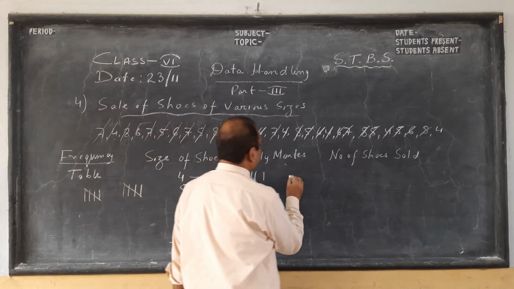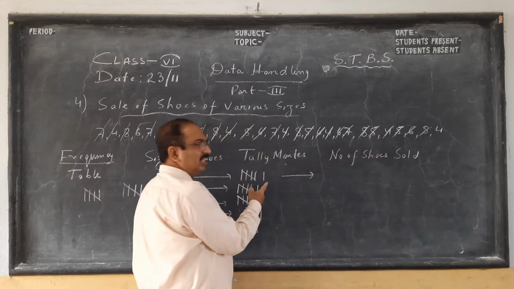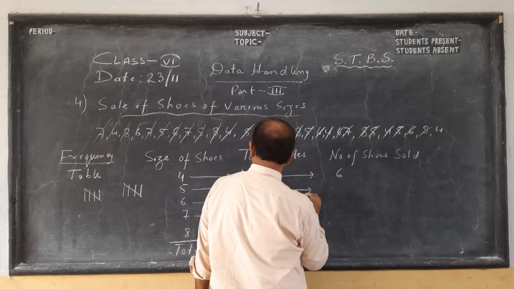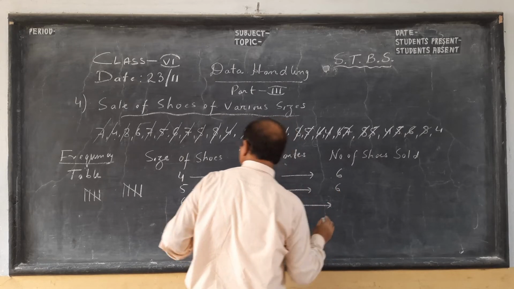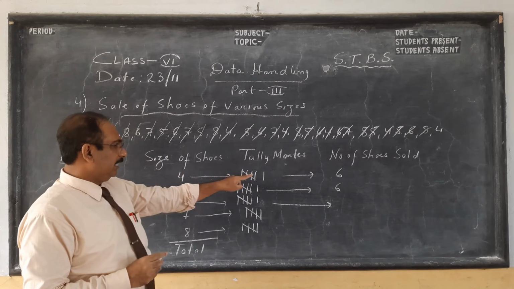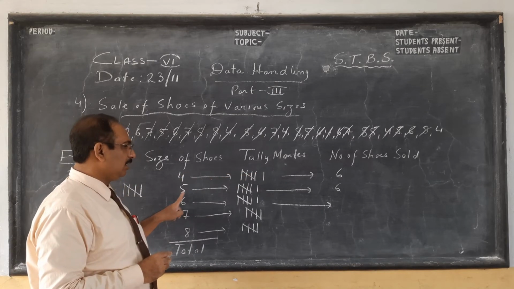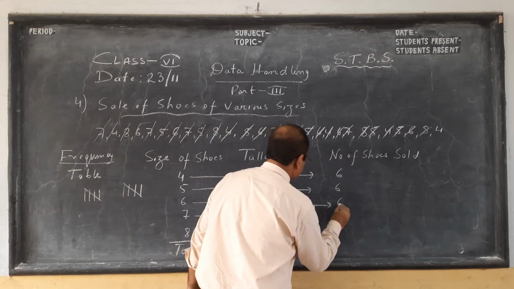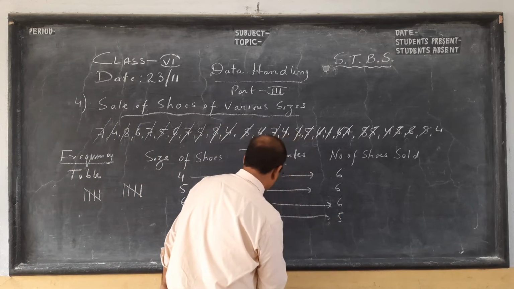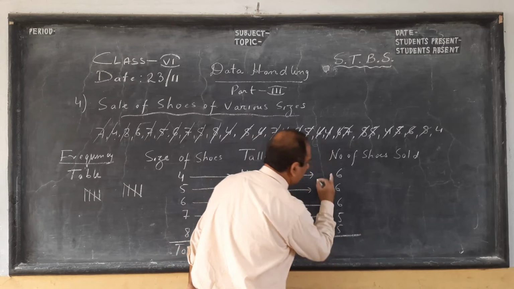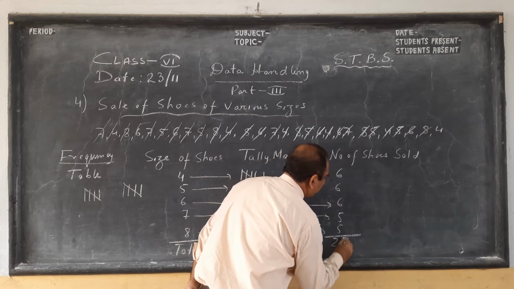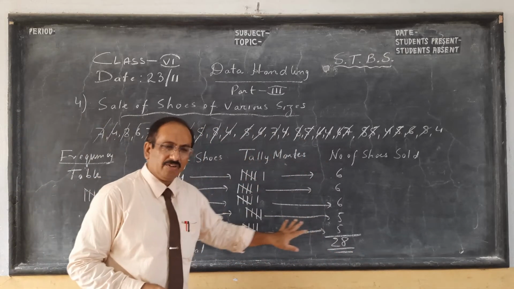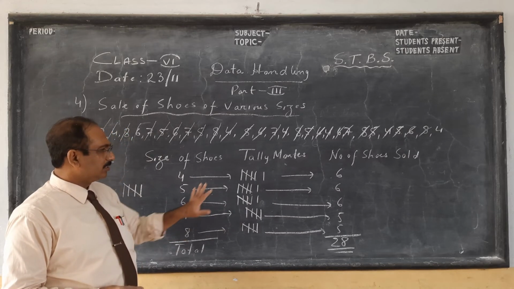Now let us convert it to the number of shoes sold. These are the number of shoes sold, children. 5 plus 1, 6. So we see size 4 shoes, 6 sold; size 5, number of shoes sold 6; size 6, 6; size 7, 5; size 8, 5. You add, you will get 6 threes are 18 plus 10, 28. Now this data is a very meaningful one, you see.